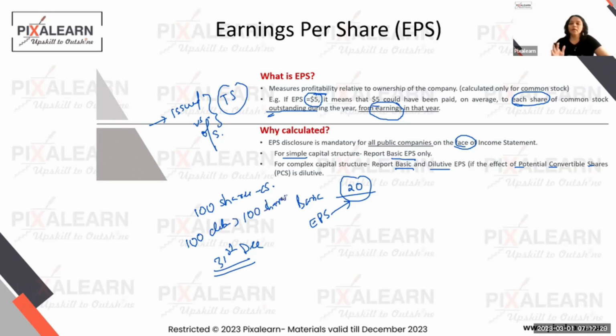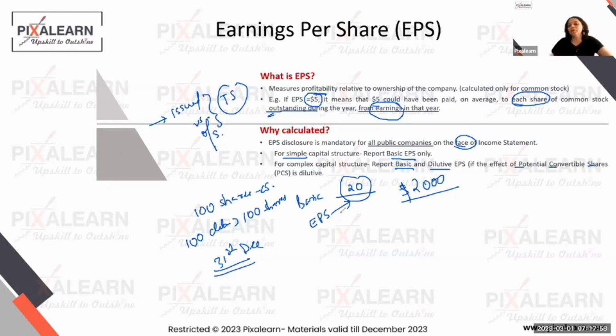Can you understand? 31st December, I had 100 shares in my books, which were equity shares, and my basic EPS was 20. That means my total earnings was $2,000. Yes or no? My EPS was 20. I had 100 shares outstanding, held by the common shareholders, and my total earnings was 2,000. I also had some convertible debentures, and each of those debentures could be converted to one equity share.